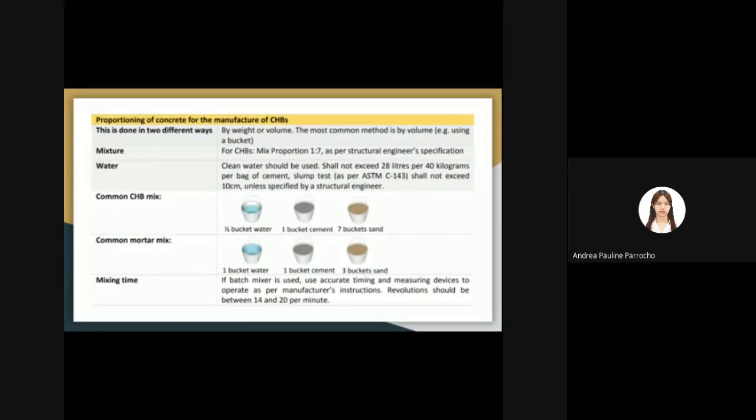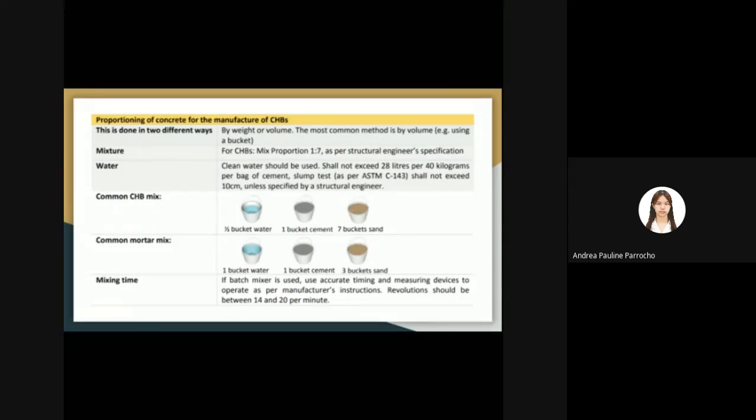So the proportioning for the manufacture of concrete hollow blocks can be shown in the following table. There are two different ways of doing this, by weight or by volume. The mixture proportion is 1:7, and for water, clean water should be used. The common concrete hollow blocks mix is half bucket of water, 1 bucket of cement, and 7 buckets of sand. Common mortar mix would be 1 bucket of water, 1 bucket of cement, and 3 buckets of sand.